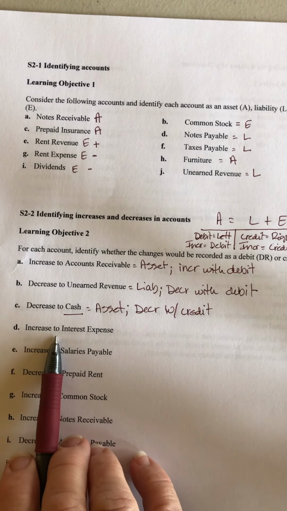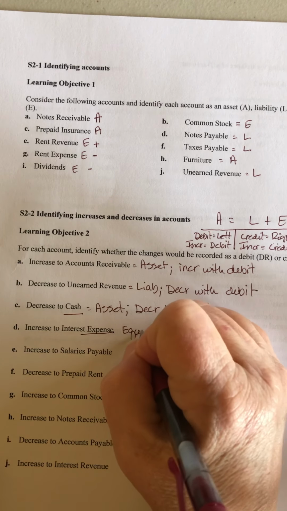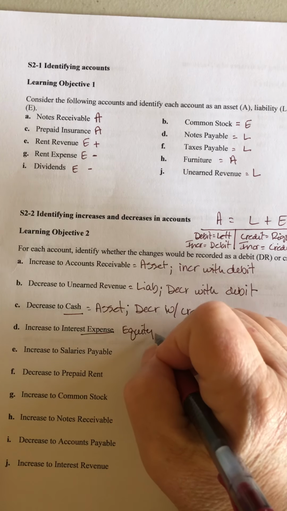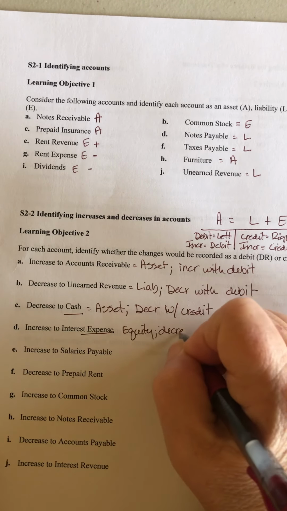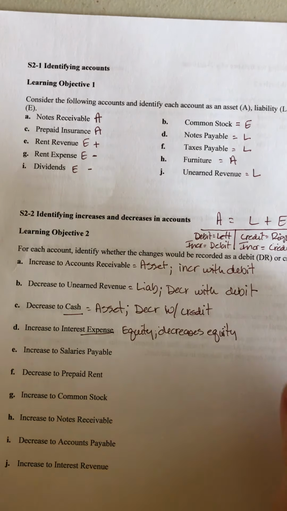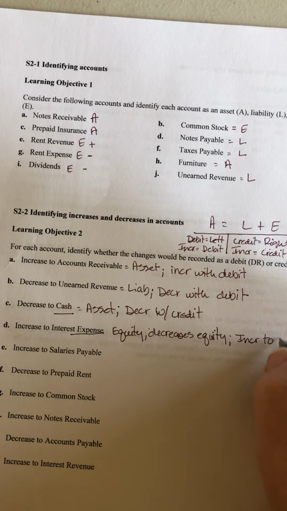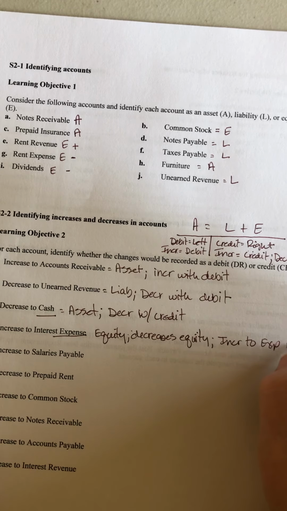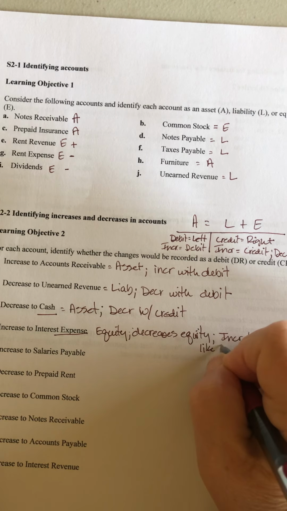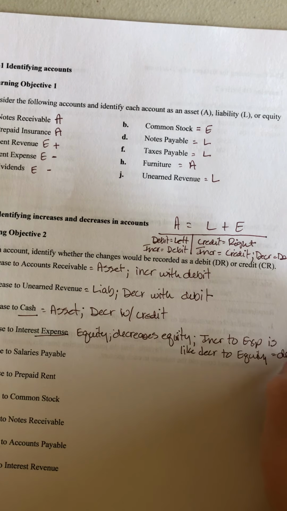All right, increase to interest expense. Interest expense is an element of equity, and it decreases equity. Since it decreases equity, then we want to record it with a debit. So an increase to expense is like a decrease to equity. So therefore, it's a debit.